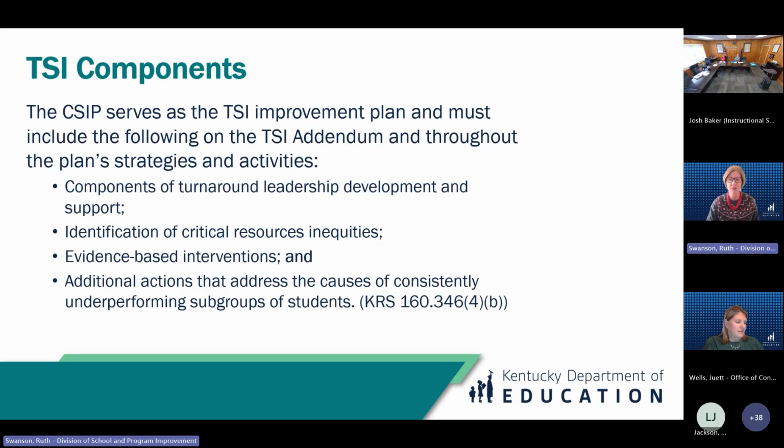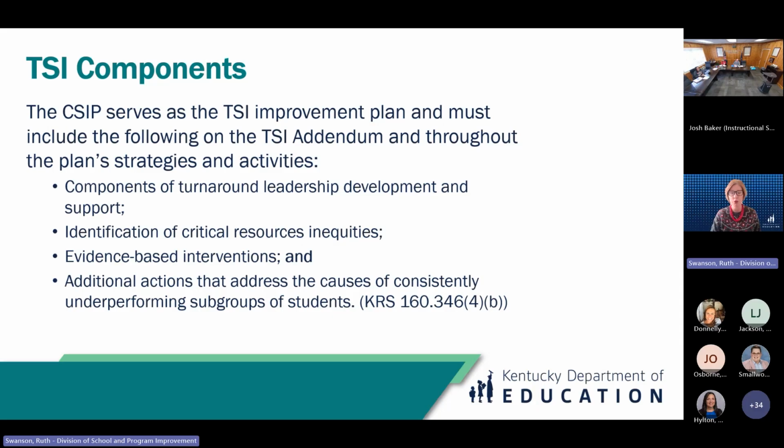So let's talk specifics now about the improvement plan, those additional requirements. It's important to first understand that the CSIP is your TSI improvement plan. It will just have some additional elements on that addendum that Jewett mentioned just a little bit ago. So we'll walk through each of the components in depth, but they include thinking about turnaround leadership and what might be needed for your leadership team.